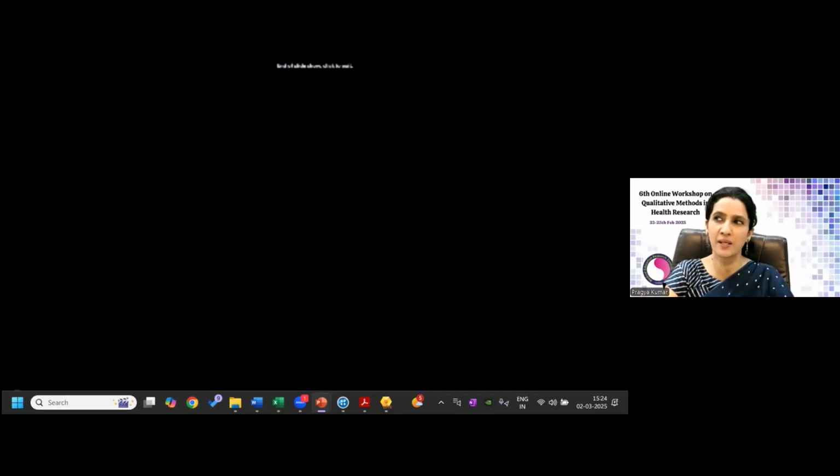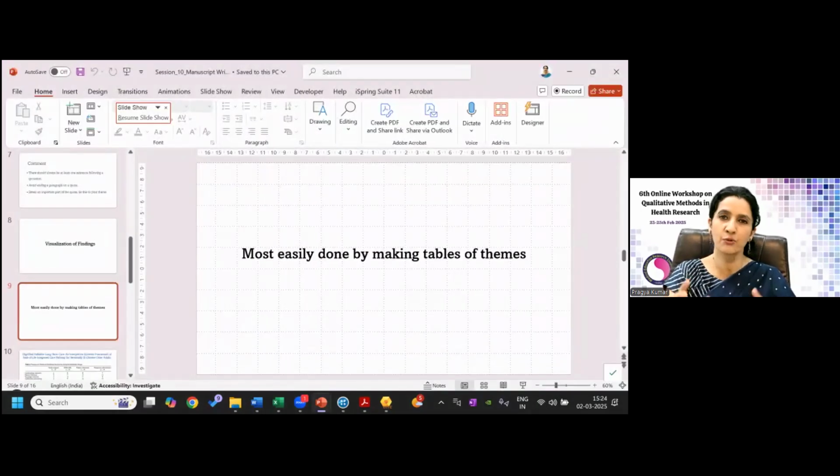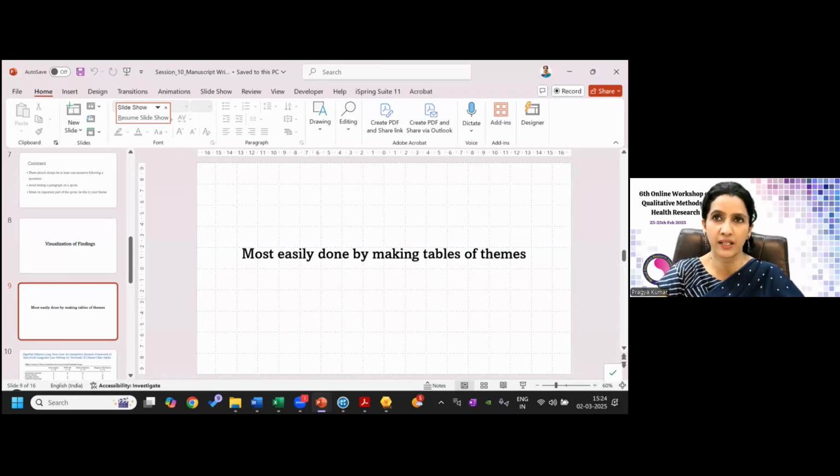Otherwise, the simplest is to make a table of the content analysis, and to put your themes, categories and codes into a table. At least these two we all can do. The rest, if it is possible, you can do. Else, you can go ahead with these two types of data display.